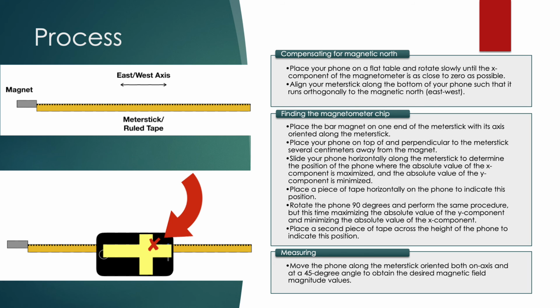To conduct this experiment, I first needed to determine the direction of the magnetic north by laying my phone on the table and rotating it until the x component was 0. Next, I set up my meter stick perpendicular to the magnetic north and found the magnetometer on my phone by locating the cross-section of the locations where the magnetometer reads the maximum x value and the maximum y value. Finally, I moved my phone along the meter stick to various locations, both on axis and at a 45-degree angle, to obtain the desired field values.